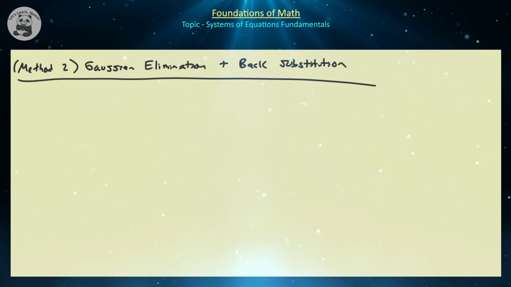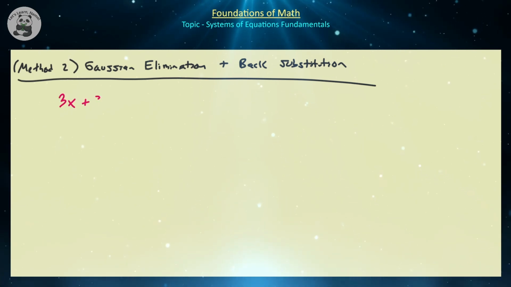The next couple of methods are actually more preferred, especially when you're dealing with 3x3 or higher dimensional systems of linear and nonlinear equations, and that is Gaussian elimination plus back substitution, and another method which is referred to as Gauss-Jordan elimination. So let's start off with what Gaussian elimination followed with back substitution actually looks like. So let's look at the same exact system of equations that we had before.